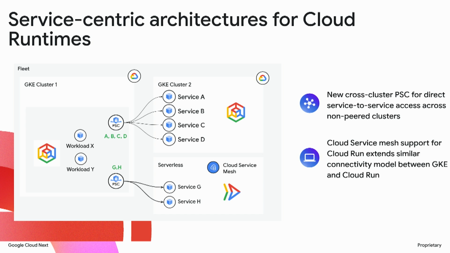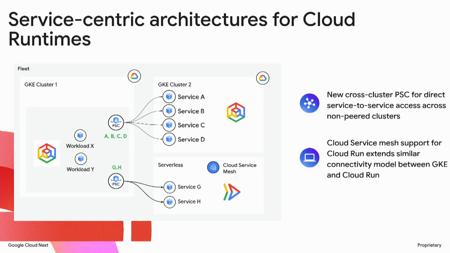This pattern is supported across non-peered GKE clusters, and so now you can have overlapping IP subnet space between the 2 GKE clusters, and this also gives you a very elegant way of solving the IP proliferation issue with large GKE clusters. The recently introduced cloud service mesh capability with Cloud Run extends the same pattern to Cloud Run services as well. So now, with a single PSE, you can expose multiple Cloud Run services into the consumer space.